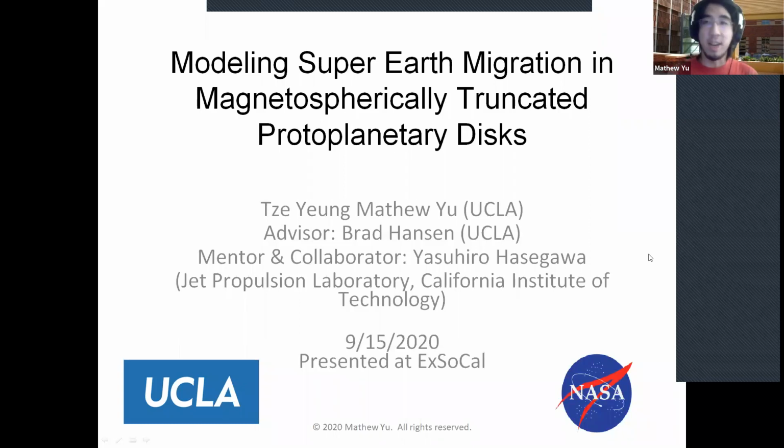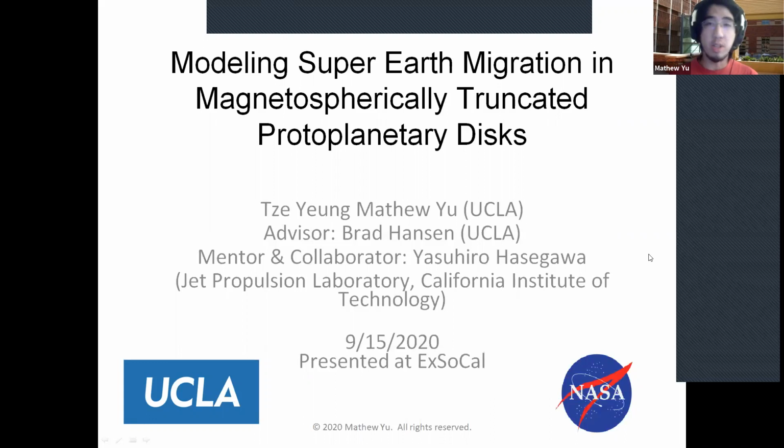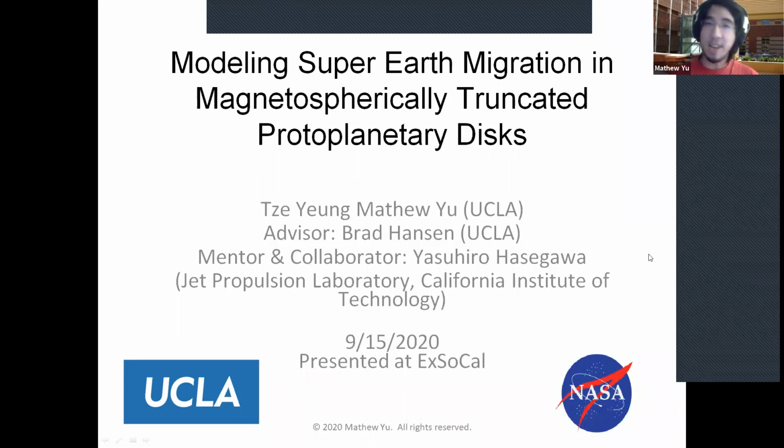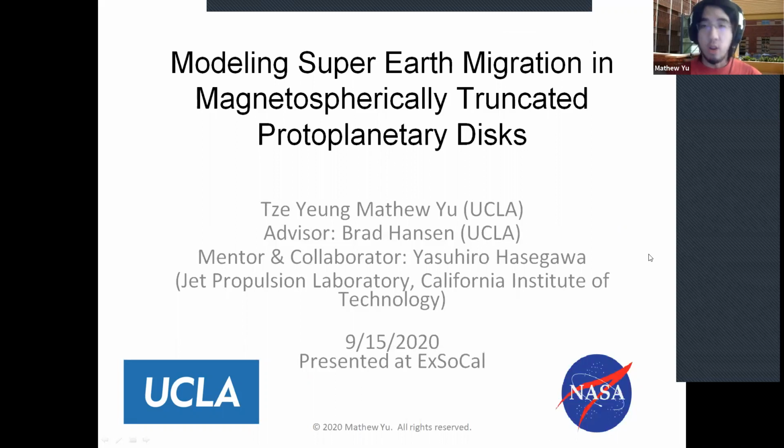My name is, again, Matthew Yu. I'm a fifth-year graduate student from UCLA. Today I will be sharing my current work on modeling super-Earth's migration in magnetospherically truncated planetary disk. This is a work in collaboration with Yoshihiro Hasegawa from JPL and under the advice of my advisor, Brett Hansen from UCLA.